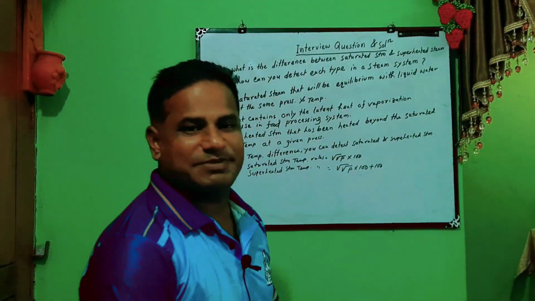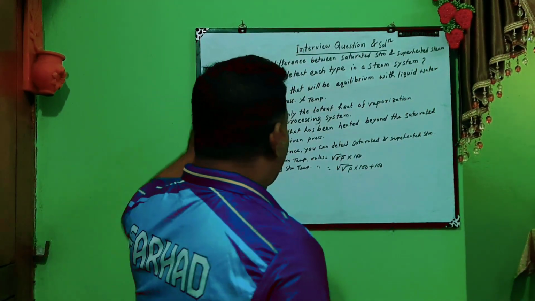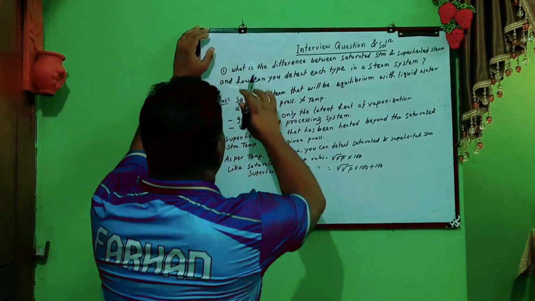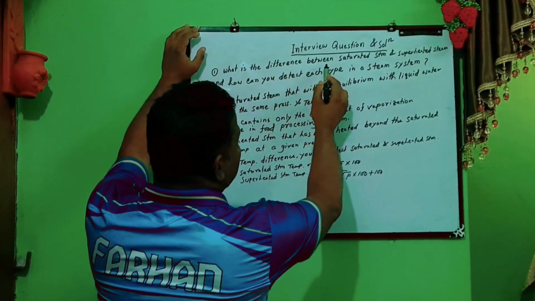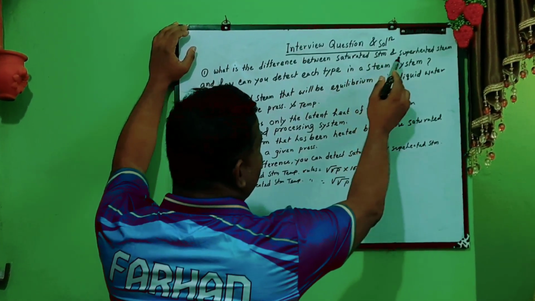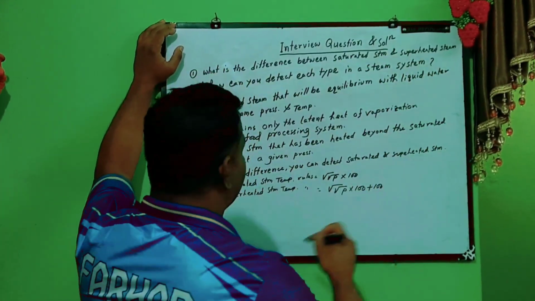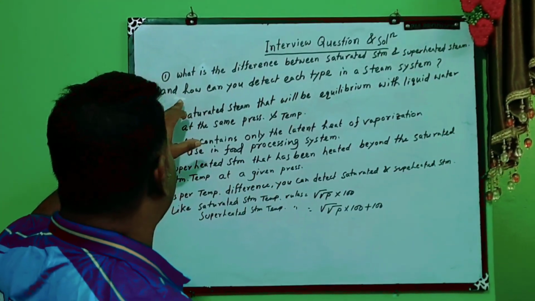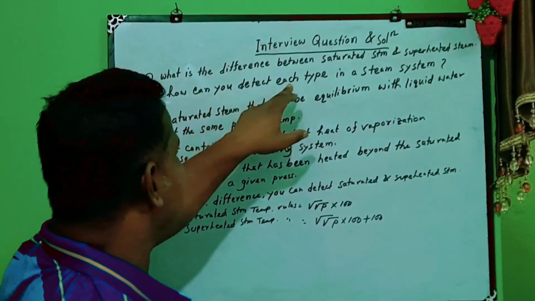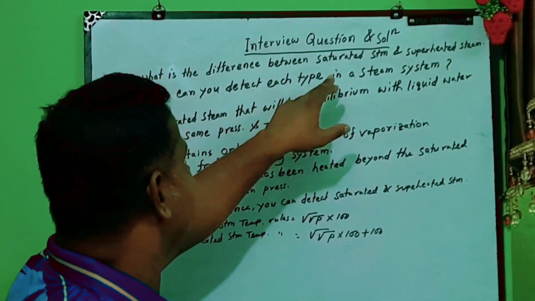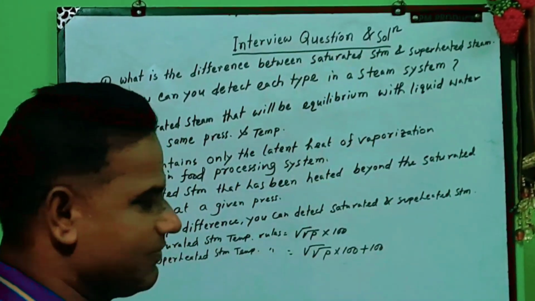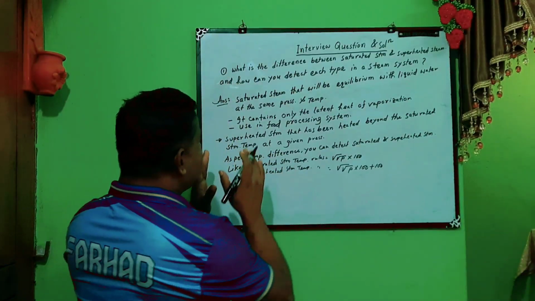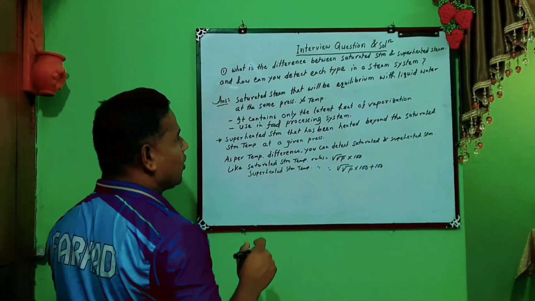Now I will explain the first question. I have already written it here. What is the difference between saturated steam and superheated steam? First I will explain this, and then I will explain how you can detect each type in a steam system. I will try to explain all the questions in detail, one by one.